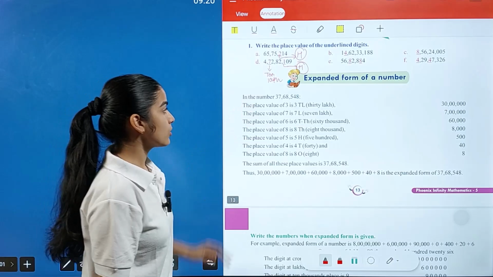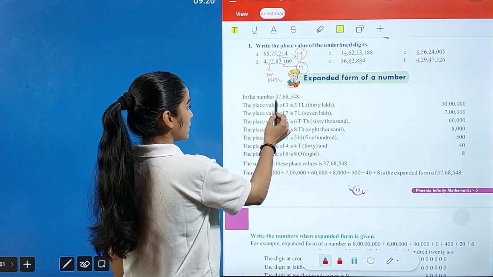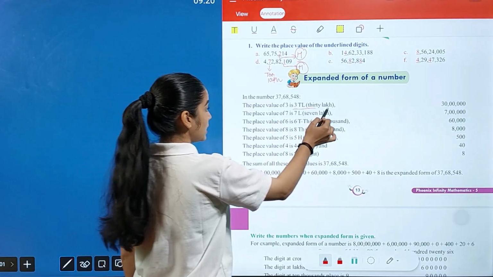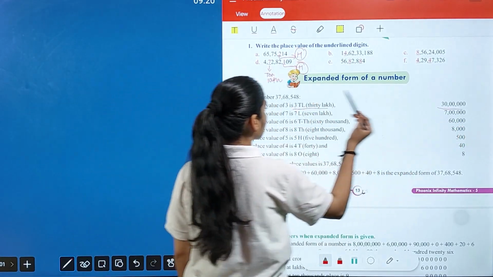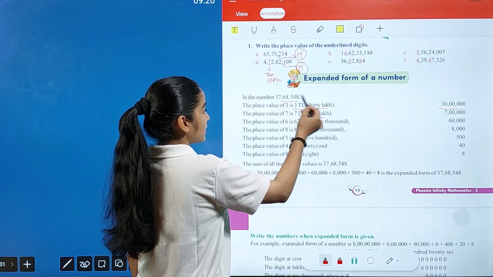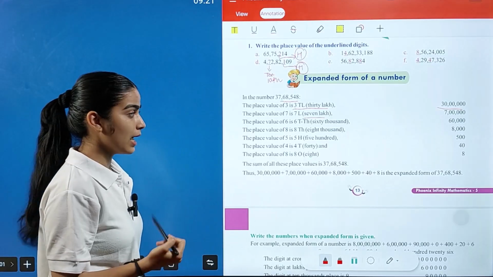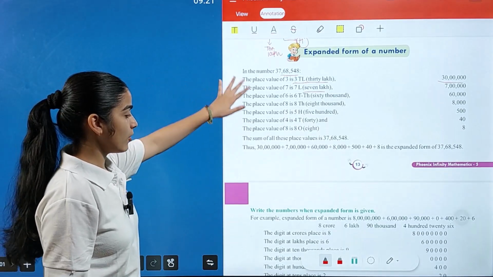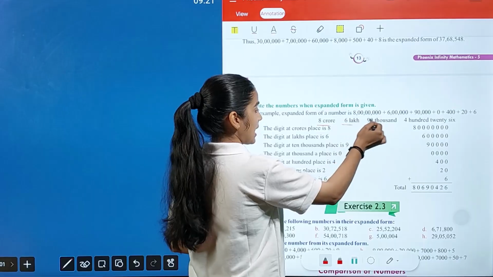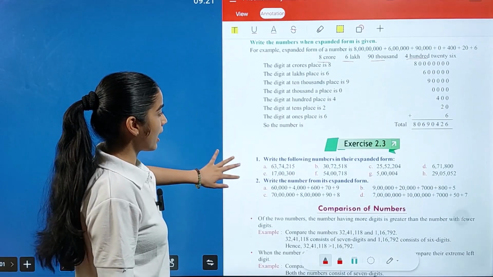Now we move forward to the new concept, which is expanded form of a number. So how can we write the expanded form of a number? In the number 37 lakh 68,548, the place value of 3 is 30 lakh. So we just write first 30 lakh, then 7 lakh, then we have 60,000, then we have 8,000. After 8,000, we have 500, then we have 40, and then 8. So this is the expanded form of this number. Write the numbers when expanded form is given. So 8 crore 6 lakh 90,476 is the number when you have your expanded form.